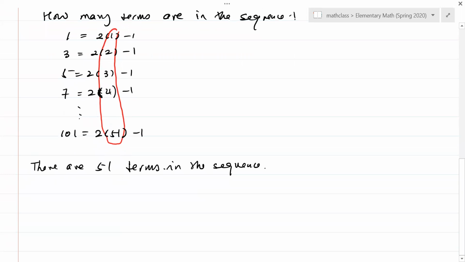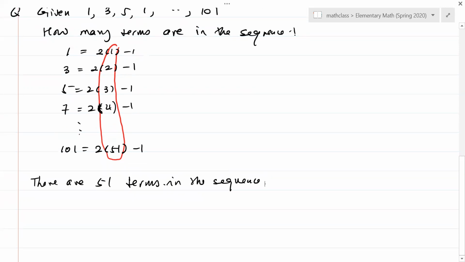Another way to do it is you look at the difference. You take the difference of the last 2 terms. If you take the difference of those 2, you're trying to figure out a formula, because we don't want to write down all these numbers.